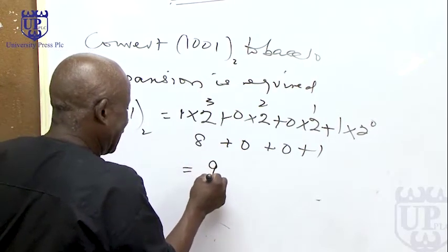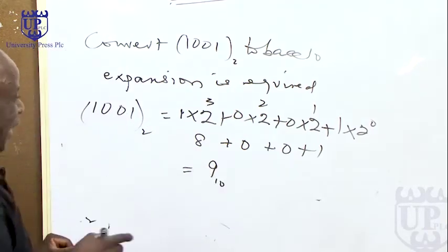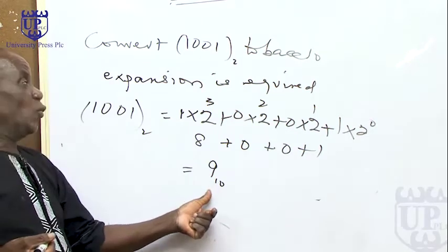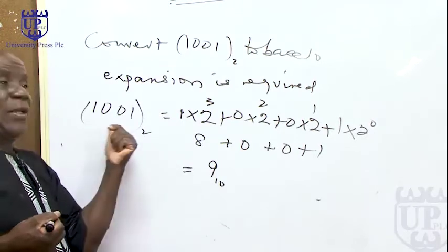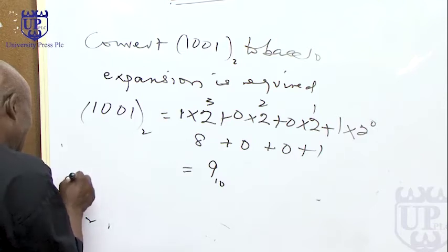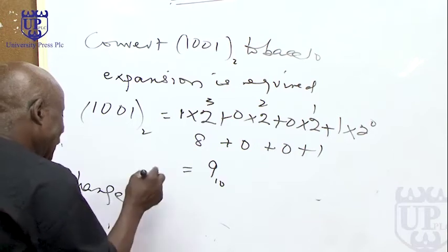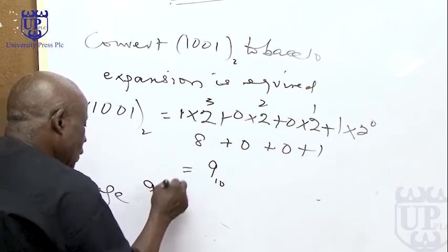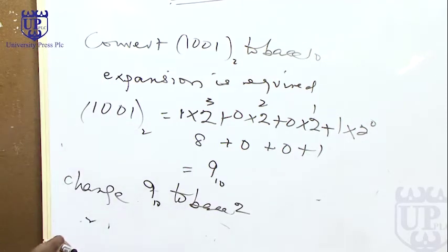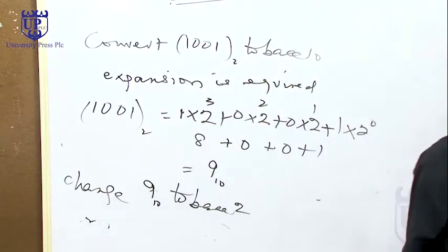Then you put a bracket. You put it 10, base 10, or you leave it as 9. The reason why I want to do this, they may ask you to convert this one to base 2. We want to change this one back to this one. Now, change 9, 9 base 10 to base 2. They may not use base 2, they may say change it to binary scale. Binary scale.